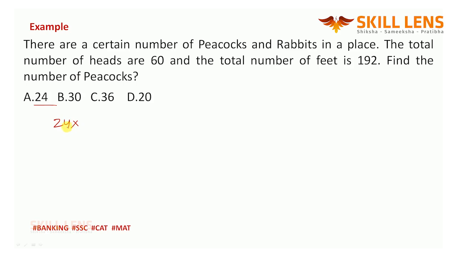24 peacocks were there. Every peacock will have 2 legs. So that's going to be 48 legs. If 24 are peacocks, the remaining are all rabbits only. So 36 into 4. Okay. 6 4s are 24, 2 carry. And 4 3s are 12. 12 plus 2, 14, so 144. So 140 plus 40, 180 plus this is going to be 12. So the total is going to be 192.